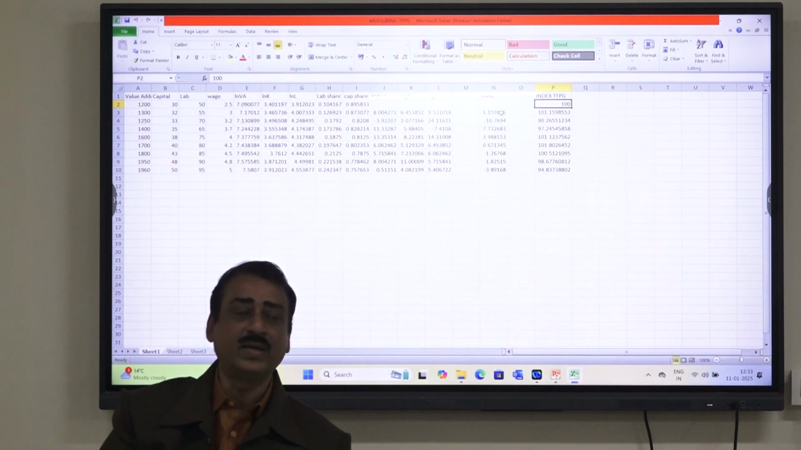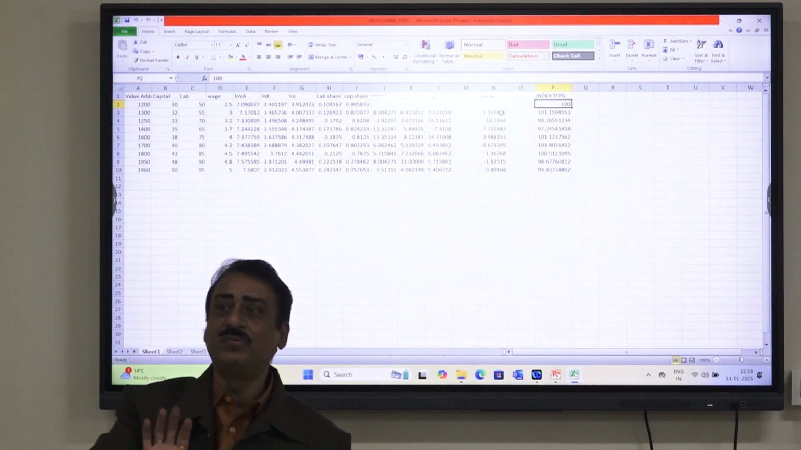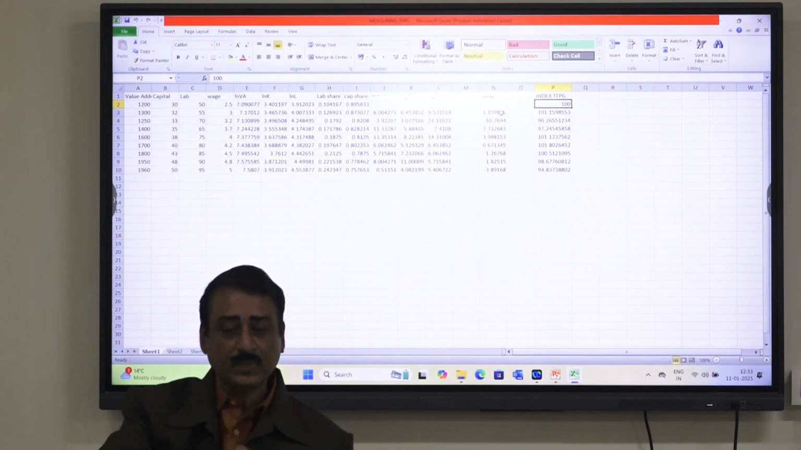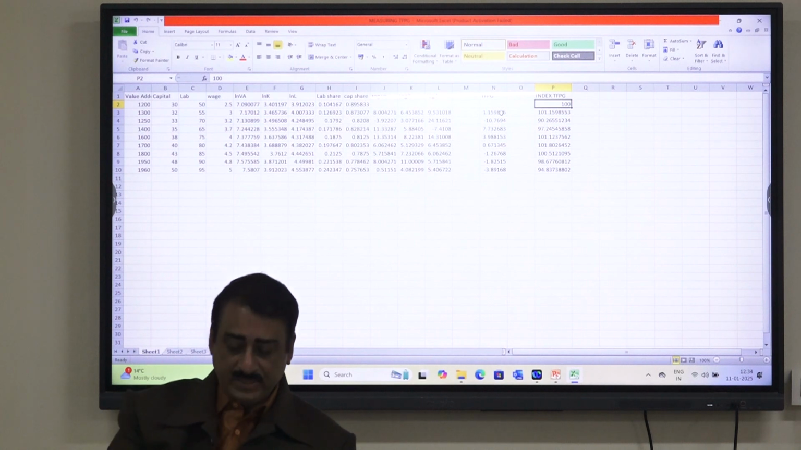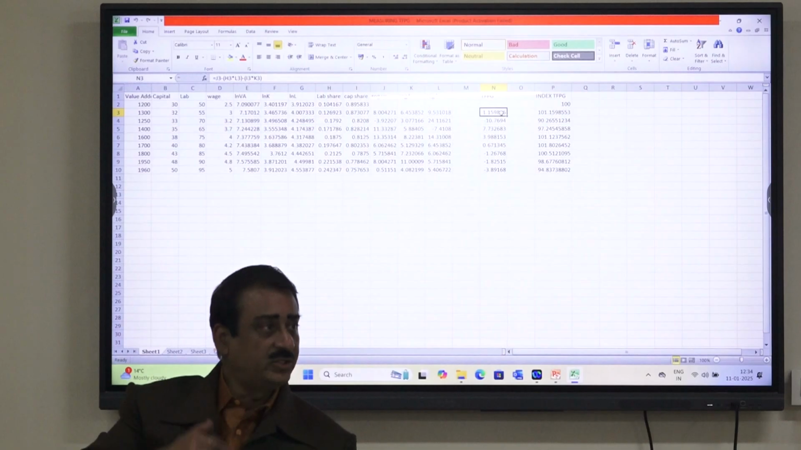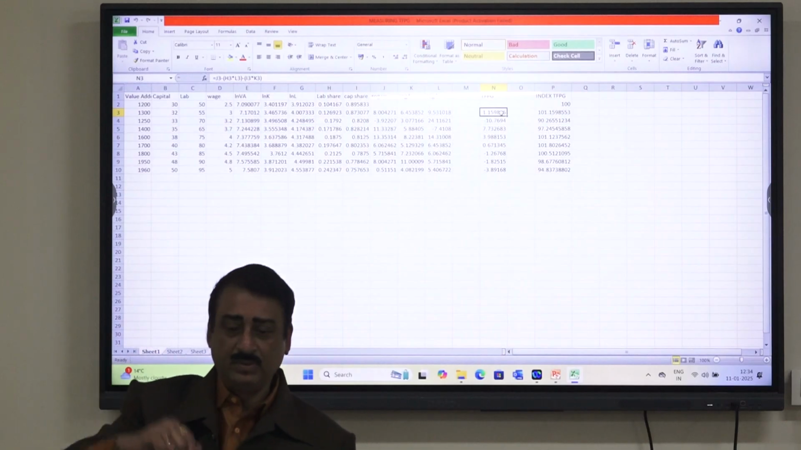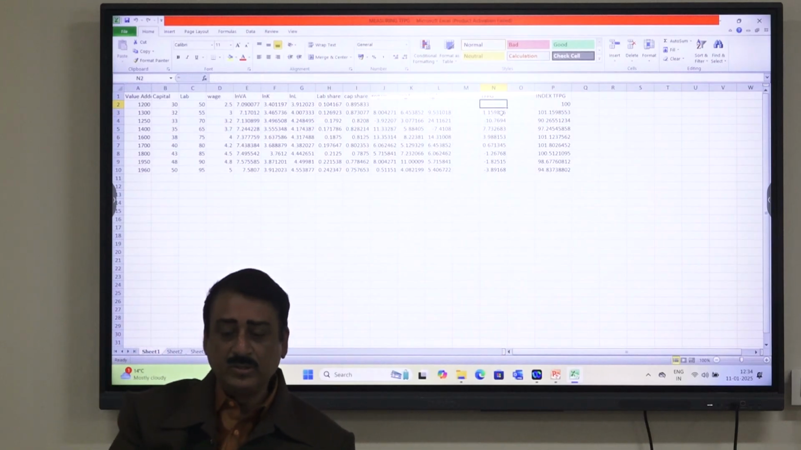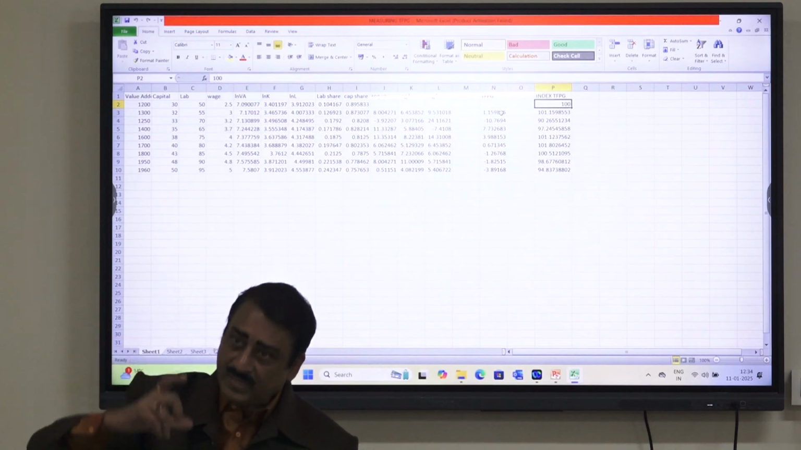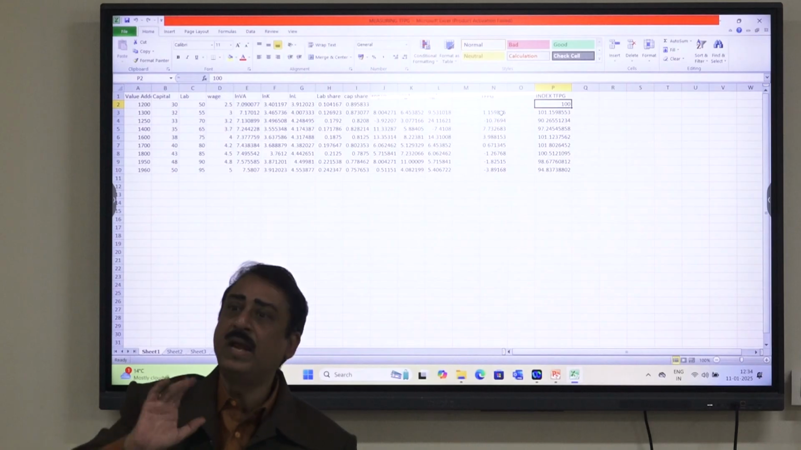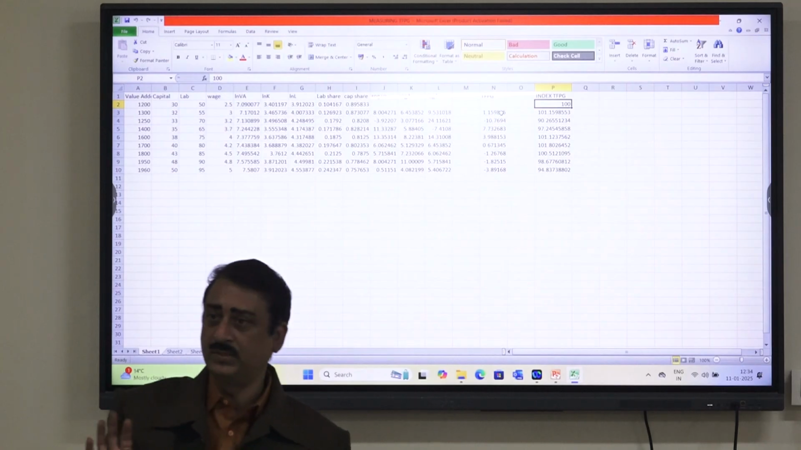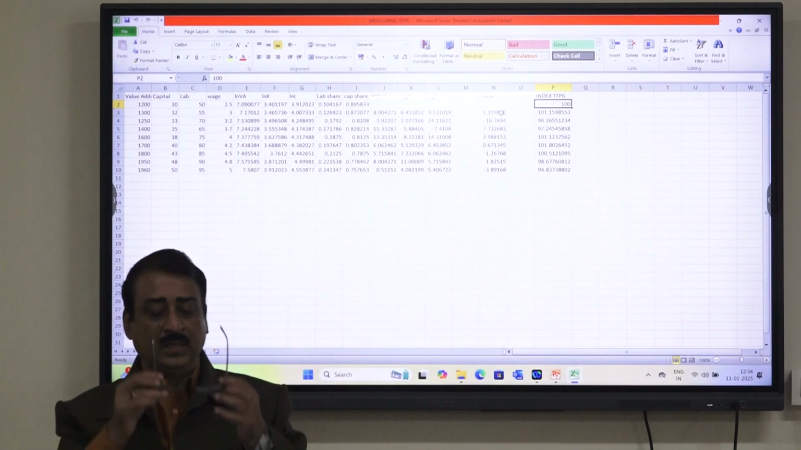Is that okay? So this is the summary of your growth accounting technique, where you are able to estimate the total factor productivity growth over each year compared to the preceding year, and then you will also be able to estimate the average total factor productivity growth for the entire period. That is possible from this.